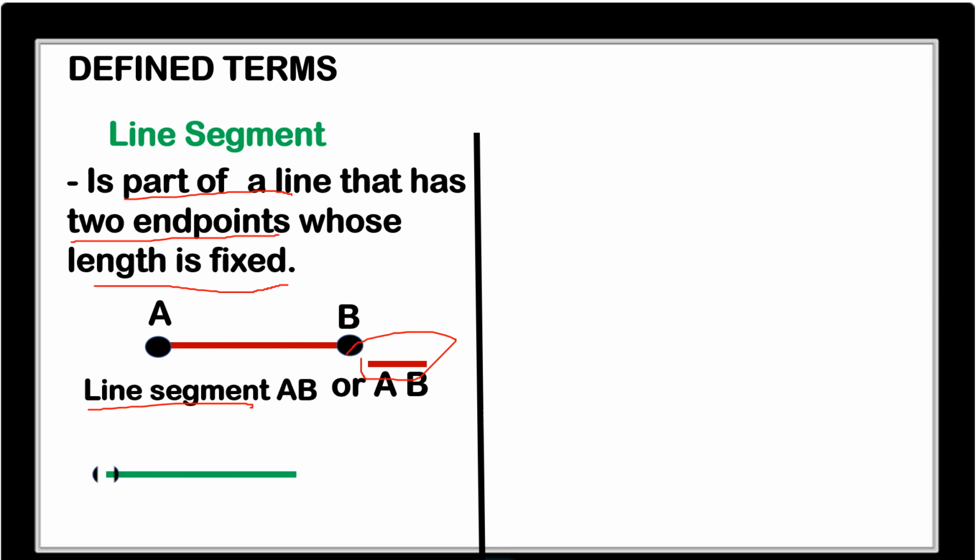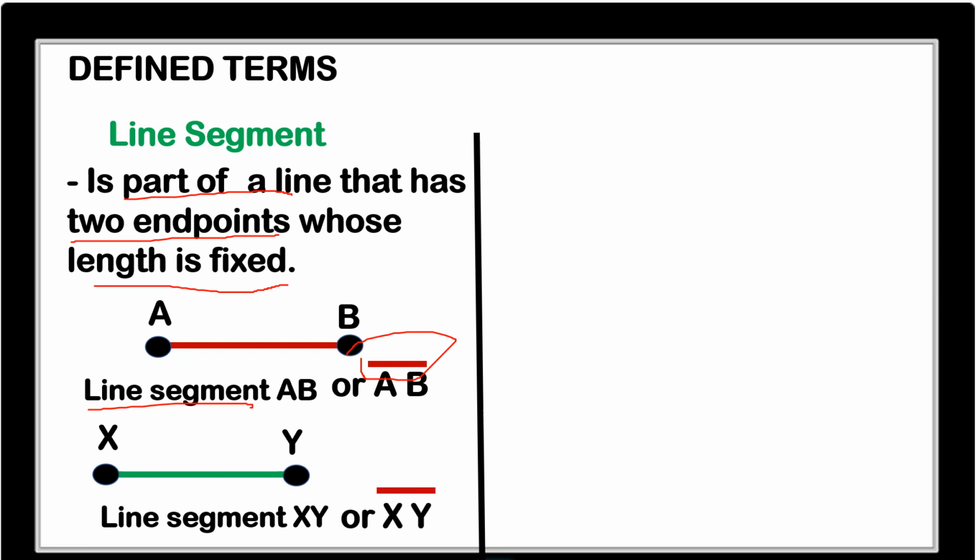Let's have another example. I have here another line segment with 2 endpoints, and I have represented the 2 endpoints as X, Y. So if I want to represent this line segment, pwede po natin isulat ito as the word line segment XY. At kung ayaw natin ng mahabang term or word, simply ang susulat lamang po natin is XY, line segment XY. So ito pong symbol ang magsasabi na siya po is a line segment. Ganun lang kadali mag-represent ng isang line segment.